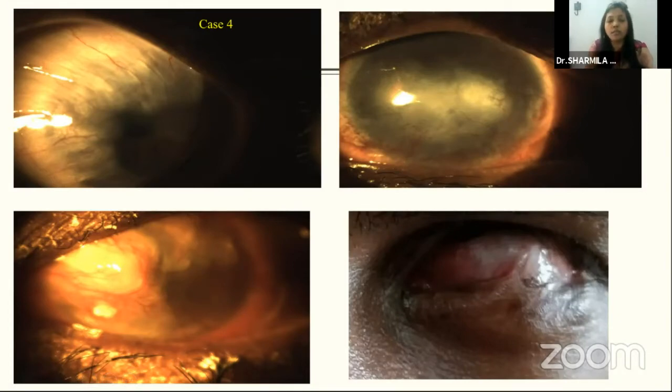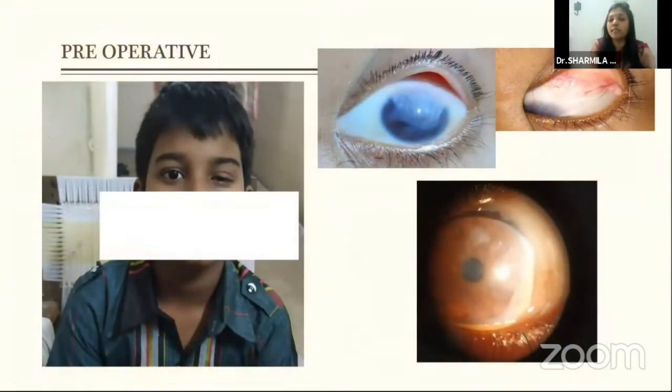All the postgraduates should know the Dua classification, the Roper-Hall classification thoroughly, and the management protocol for chemical injuries. And this was a case of unilateral chemical injury where you can see the fibrovascular pannus and the symblepharon. So it is almost a near total limbal stem cell deficiency, but it was unilateral, and so we decided to go ahead with stem cell explants from the other eye.